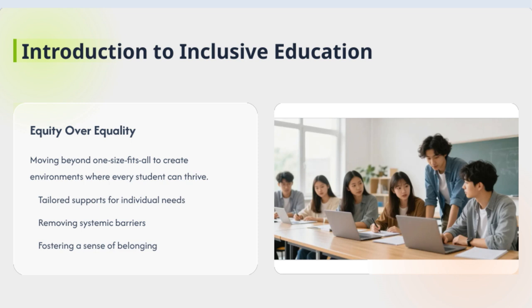Next, we want to provide tailored supports that meet each student's individual needs. One-size-fits-all solutions simply don't work when it comes to inclusive education. Every student has unique strengths and challenges, so our environment must adapt to support them all effectively. This approach is about moving beyond a uniform model to create spaces where every student can thrive. Whether that means adjusting teaching methods, providing additional resources, or fostering a culture of understanding and respect.